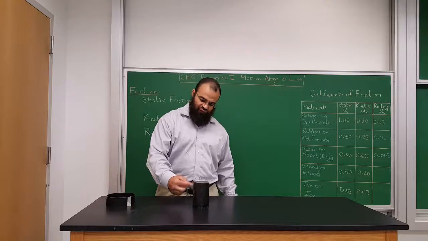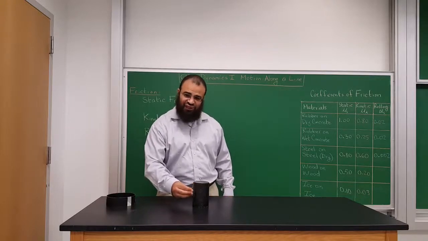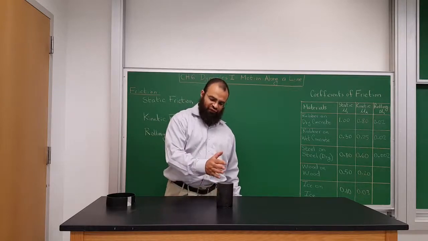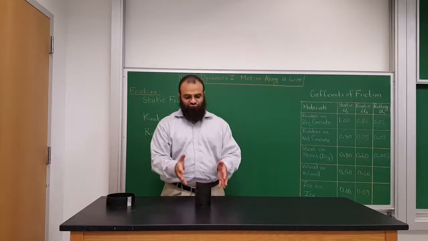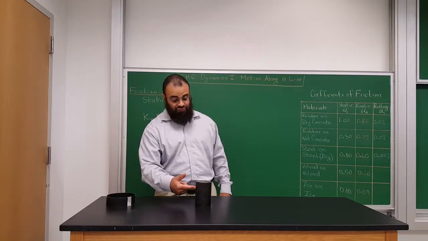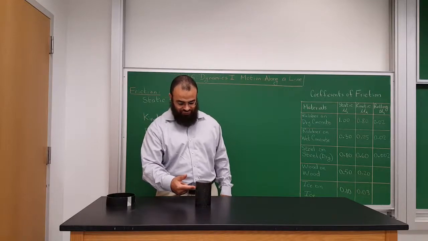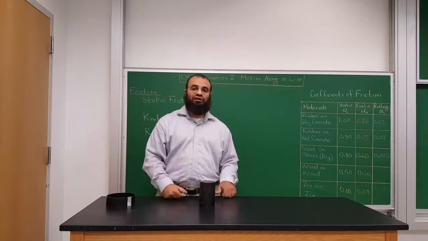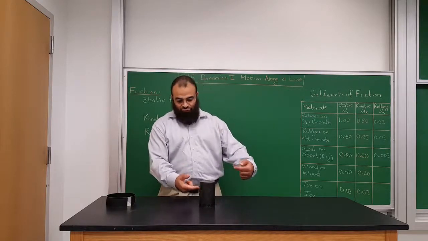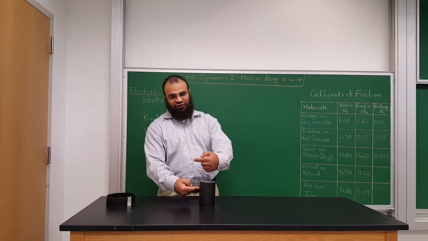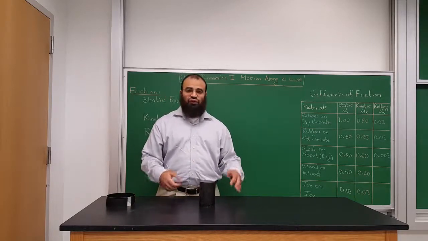I'm going to increase my force. The object still hasn't moved. Up to a certain force, let's say 0.1 newtons, it hasn't moved. 0.2 newtons, 0.3, 0.5, maybe 1 newton, 2, 3, 4 newtons, 5. At 5 newtons, let's say, it started to move. So every time I increased my force, the force opposite to it increased in order to cancel it.